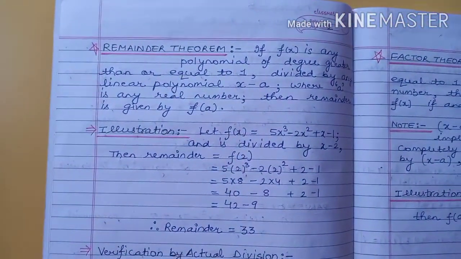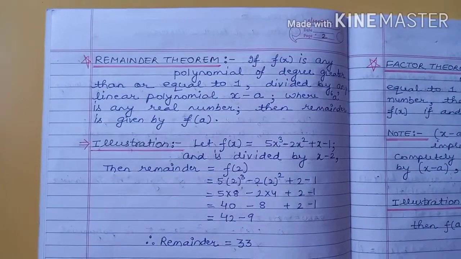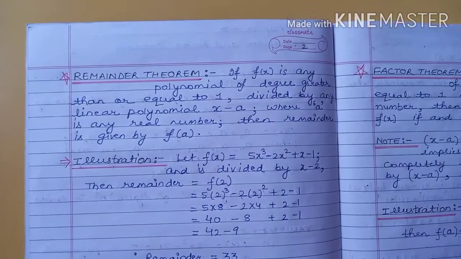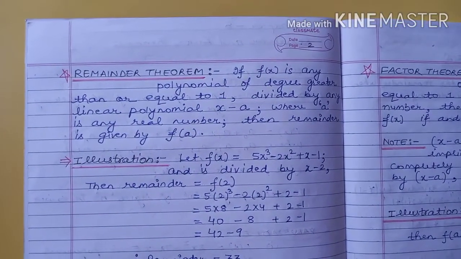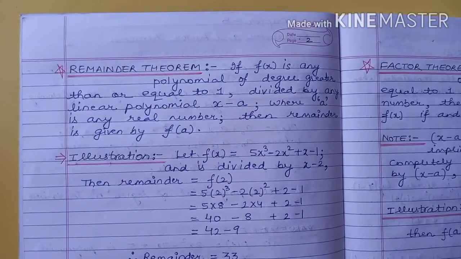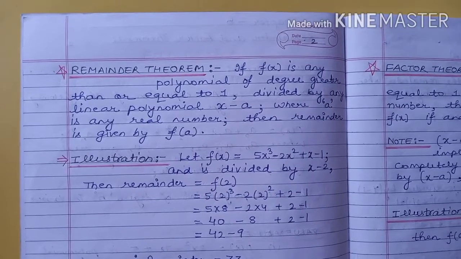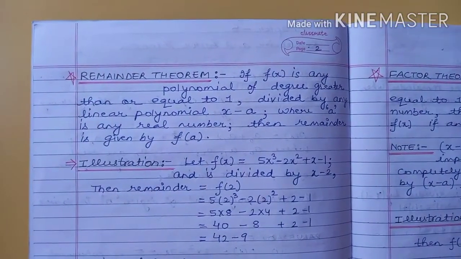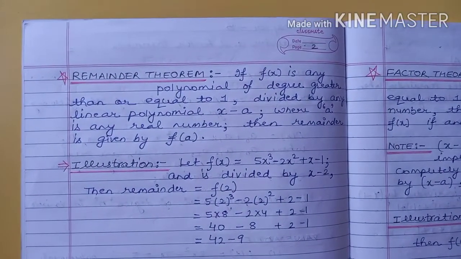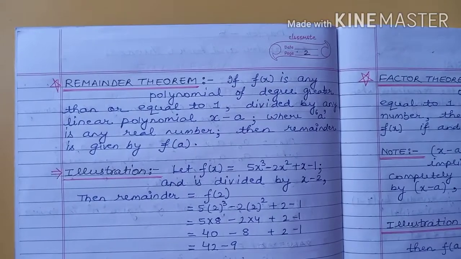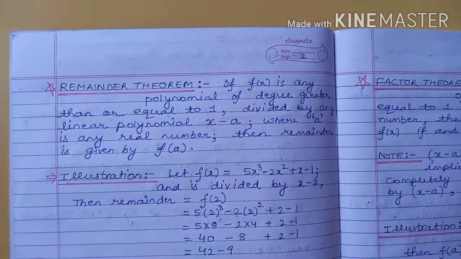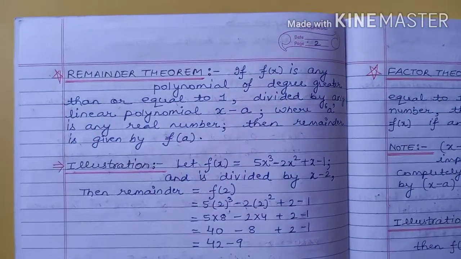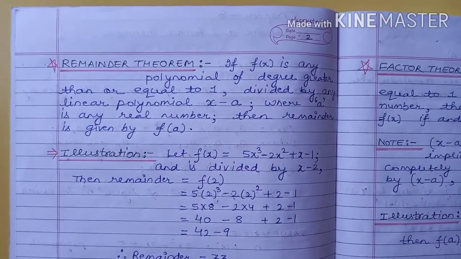Now we shift to the remainder theorem. The remainder theorem is a theorem related to polynomials. We state this theorem as: if f(x) is any polynomial of degree greater than or equal to 1 and it is divided by any linear polynomial x − a, where a linear polynomial means a polynomial having degree 1 and a is any real number, then the remainder is given by f(a).